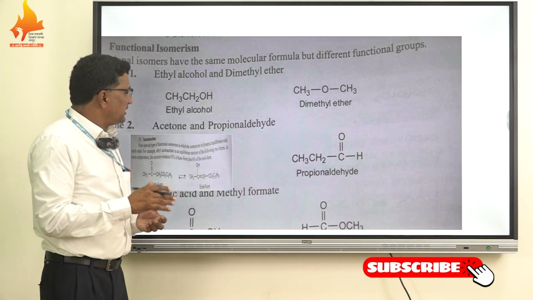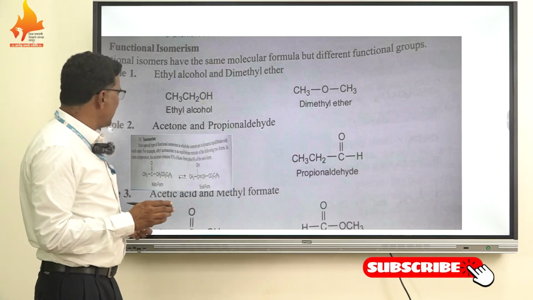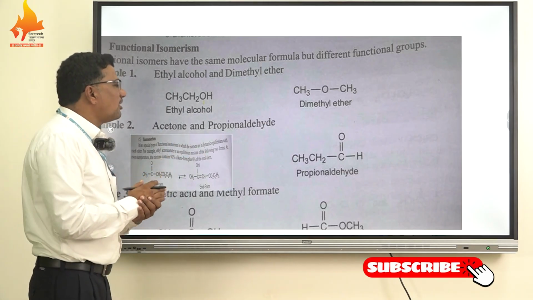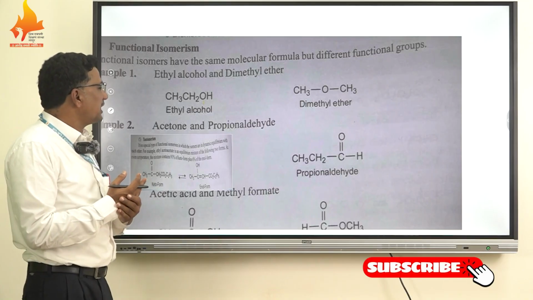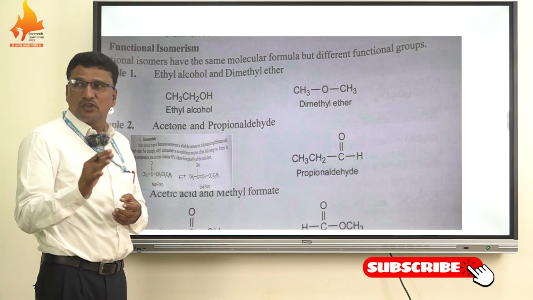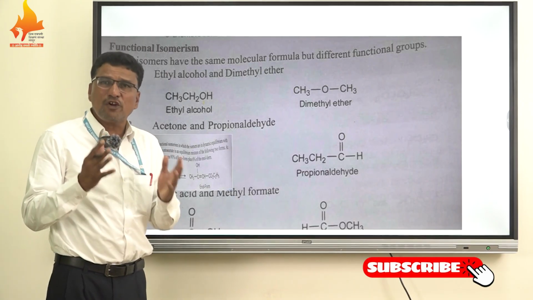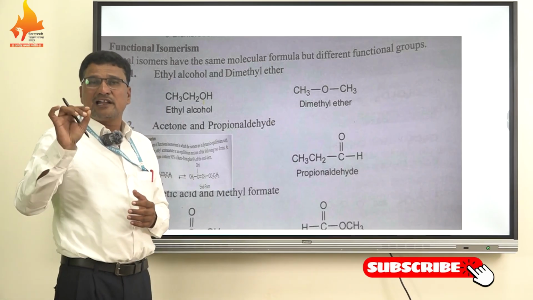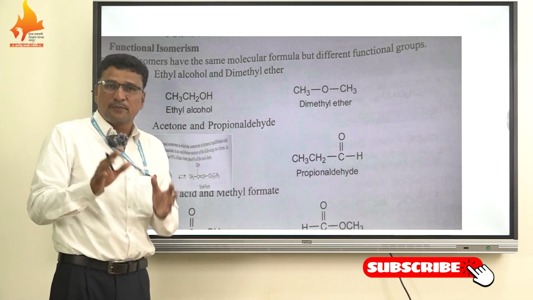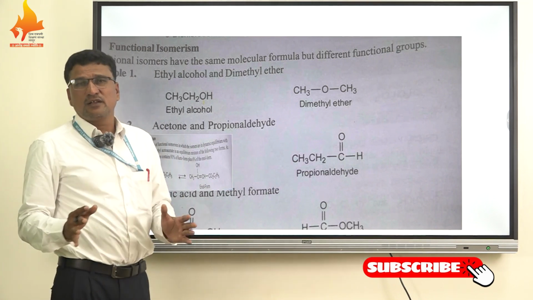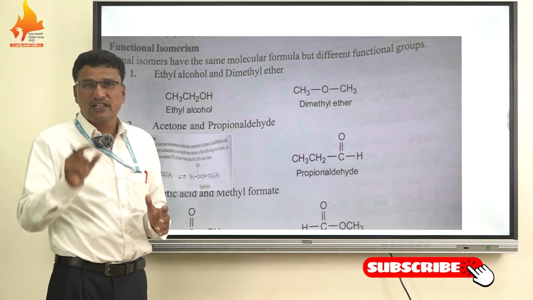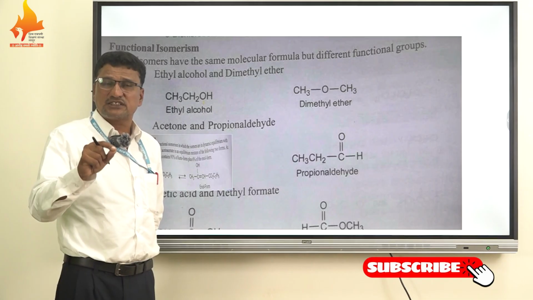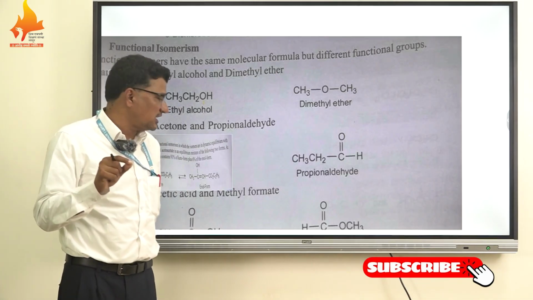Only one example I have put up so far, but we have to clarify things further, that is acetone and propanaldehyde. I have given one more example here, the formulas of acetone and propanaldehyde. Acetone has a ketonic group, and propanaldehyde has an aldehydic functional group. Mind it well, the aldehyde functional group and the ketonic functional group: both have the same molecular formula but differ in their functional groups. That's why acetone and propanaldehyde are called functional isomers, and the phenomenon is known as functional isomerism.